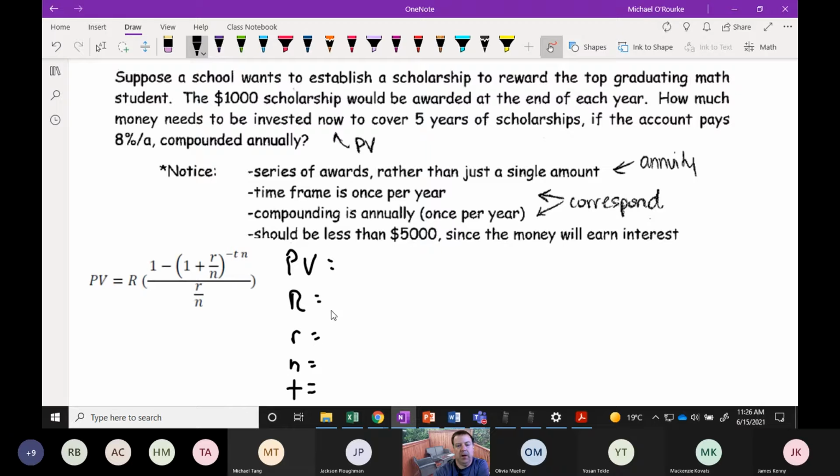So in this case, our regular payment is we're going to take $1,000 out every year. Our rate is 8%, or 0.08. The N this time is annually, so it's 1 time per year, and we're doing 5 years.